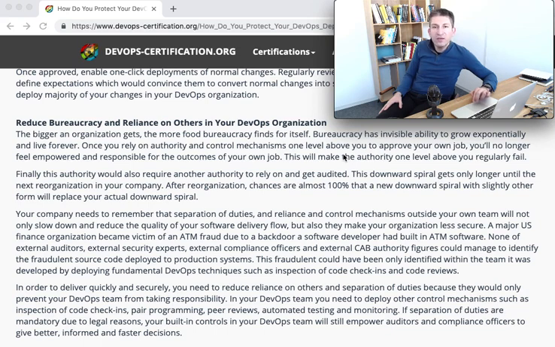This makes the authority one level above you regularly fail, and then they will need another level of authority. It's quite funny. Unless you have the full ownership of the quality, unless you outsource the quality to some others, you will never get optimal results.